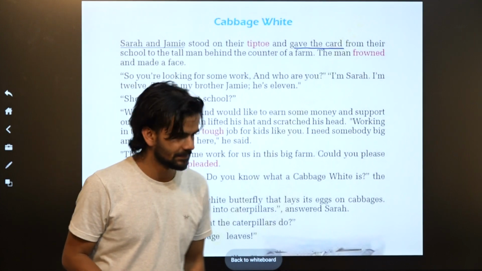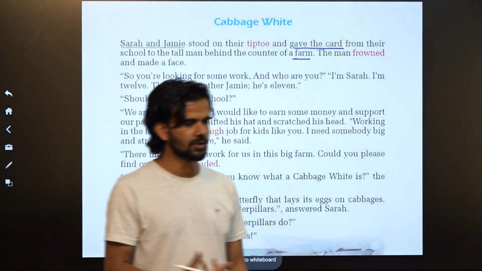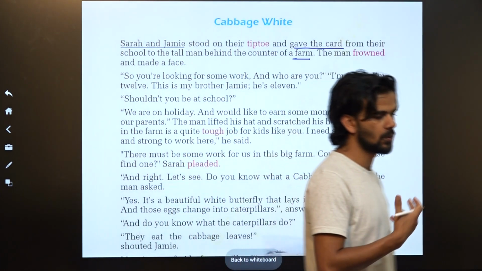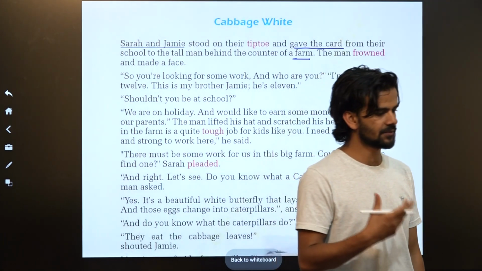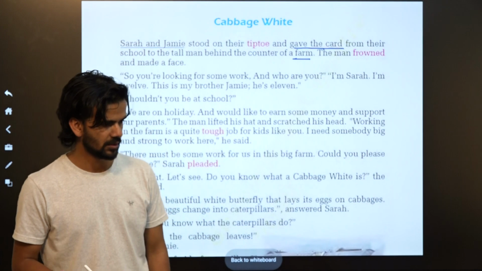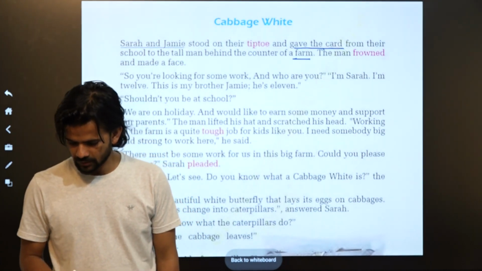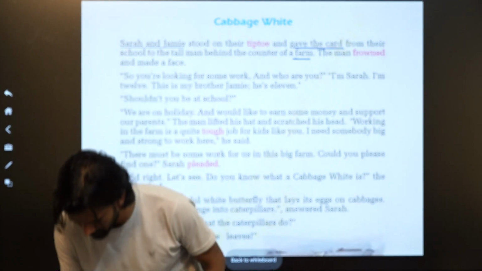The counter of a farm. What's a farm? Farm is a place where you grow vegetables, where you grow fruits, where you grow other things, right? So that's a farm. Like an organic farm, isn't it? Okay. The man frowned and made a face. To make a face.